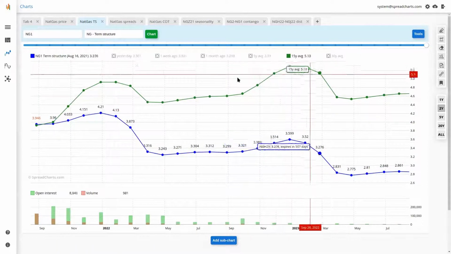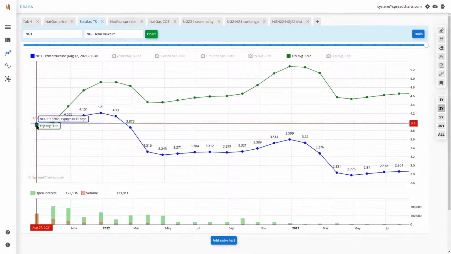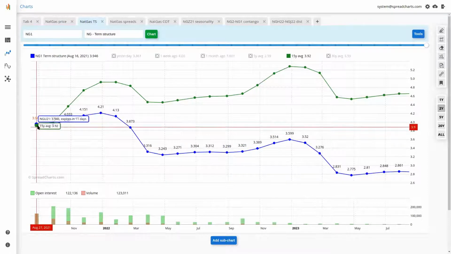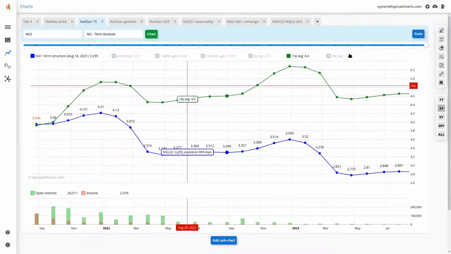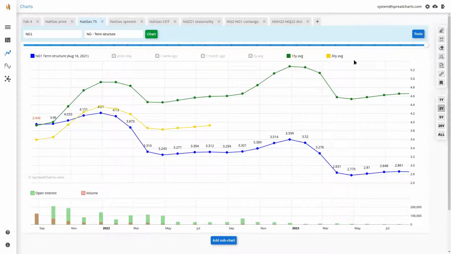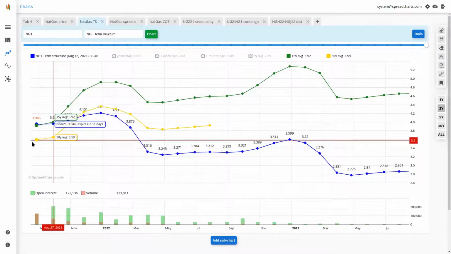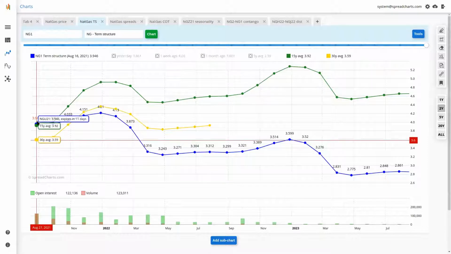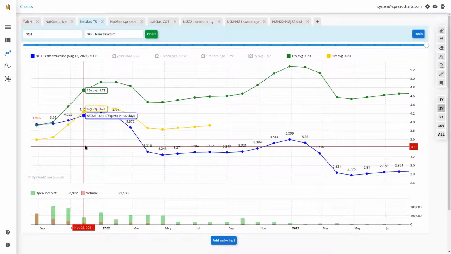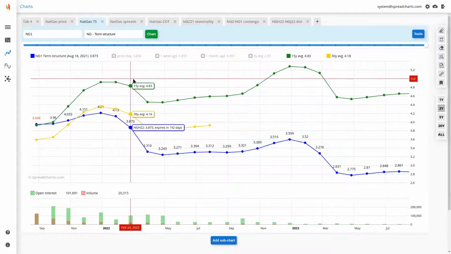15-year average term structure, you can see that the front contract is above the 15-year average. Even when I show you the 30-year average term structure, you can see that we are well above that price. And that is interesting because something like that would be unimaginable a few years back.